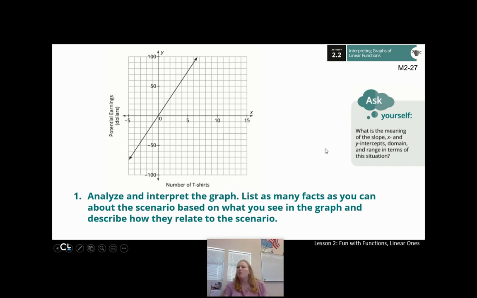So I'd like you to take a moment to just analyze and interpret the graph. Just list as many facts as you can about this scenario based on what you see in the graph, and just describe how they relate to the scenario. So what does this graph tell you about Marilyn selling t-shirts? Go ahead and hit pause, jot down some of your thoughts, and hit play, and we'll have a little discussion about it.